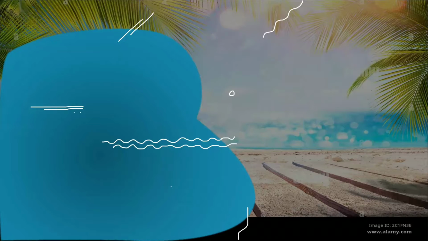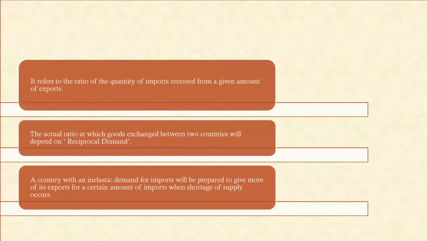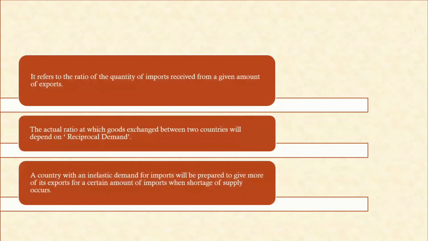Today we're going to learn the theory of reciprocal demand. According to J.S. Mill, the equilibrium terms of trade are determined by the conditions of reciprocal demand. He used the concept of TG, that is, the gross barter terms of trade, which refers to the ratio of quantity of imports received for a given amount of exports.